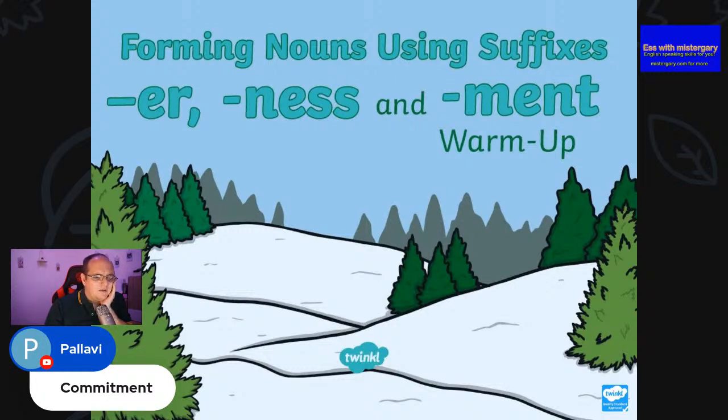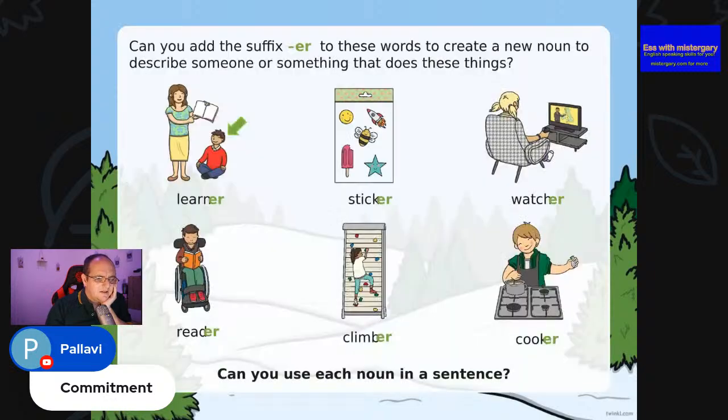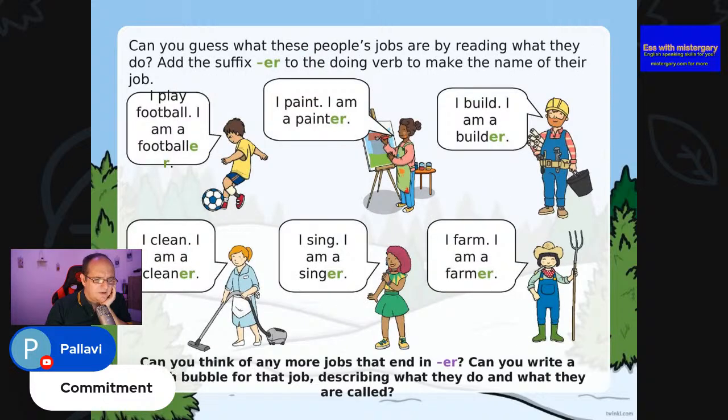Right. So forming nouns using suffixes -ness and -ment. For example, you can add the suffix -er to these words to create a noun to describe someone or something that does these things. Learn, learner. Stick, sticker. Watch, watcher. Read, reader. Climb, climber. Cook, cooker. Okay. There we go.